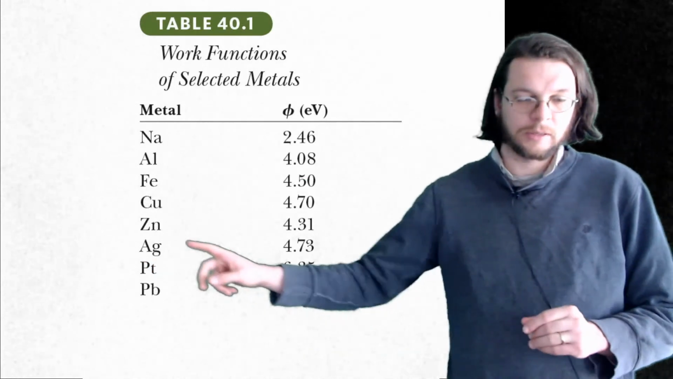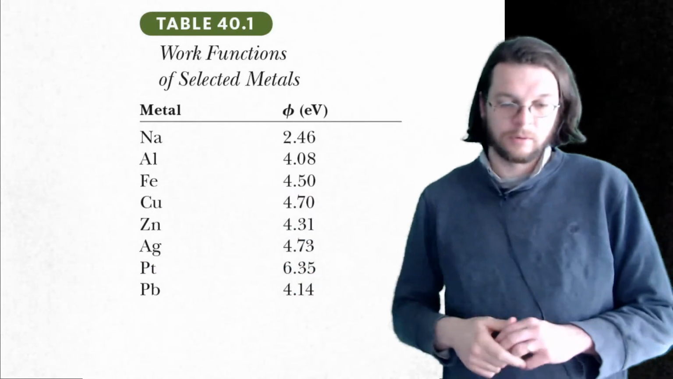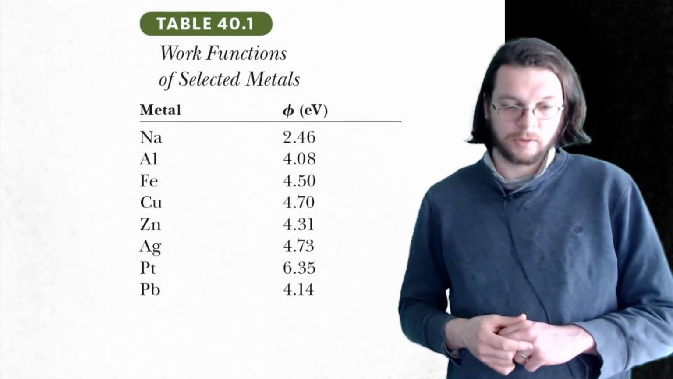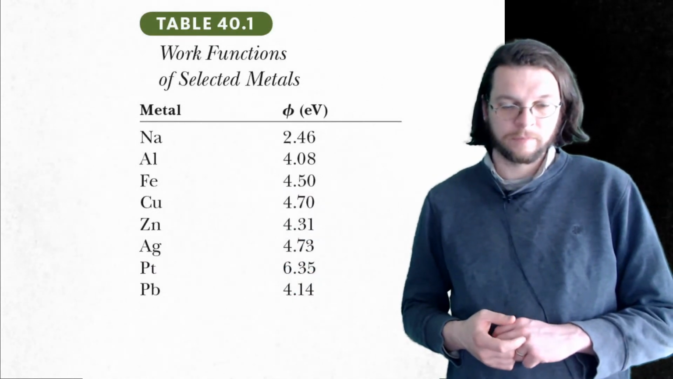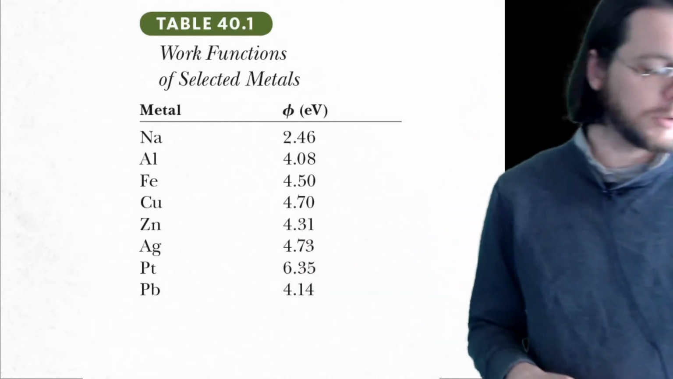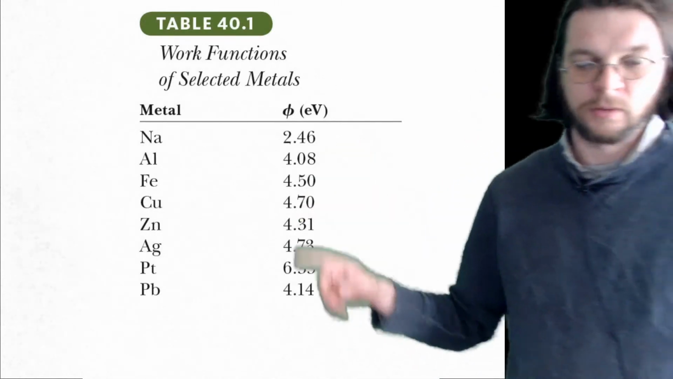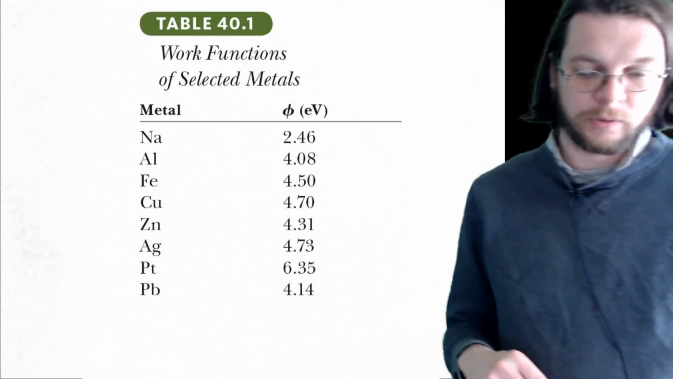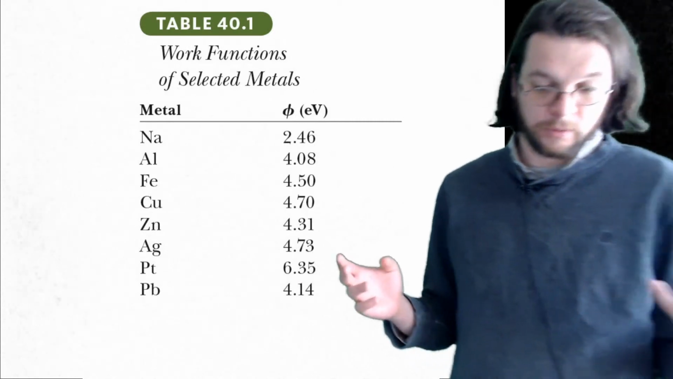So they were using zinc in that example. I'm not sure why they didn't use aluminum, because that would have worked just fine. But this is a table from the book, and so you could pretty easily take this and try to figure out what the cutoff frequencies are, or the cutoff wavelengths.